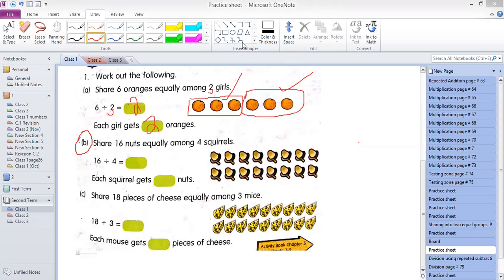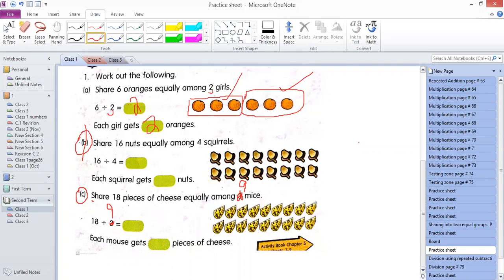Yes, sir. Abdul Rahman, answer me question number C. Share 18 pieces of cheese equally among 9 mice. Okay. 18 divided by 9. You have to share 18 pieces of cheese among 9 mice.